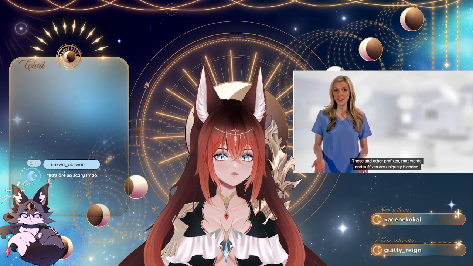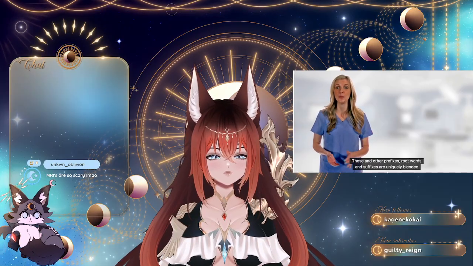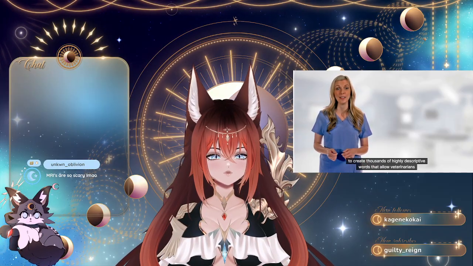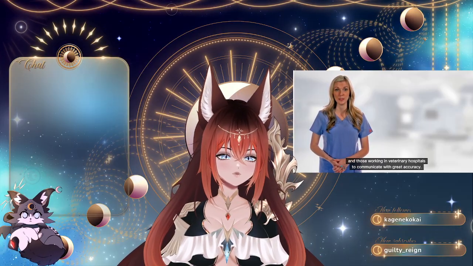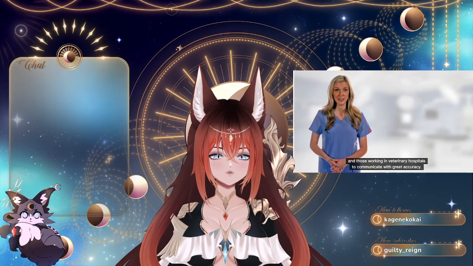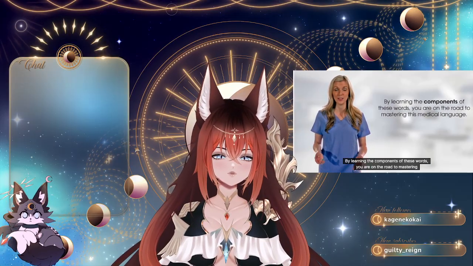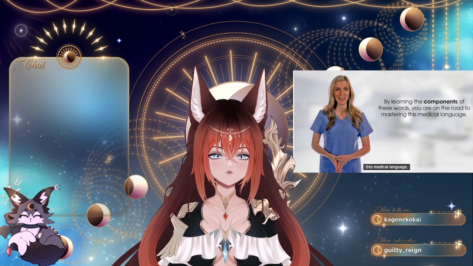These and other prefixes, root words, and suffixes are uniquely blended to create thousands of highly descriptive words that allow veterinarians and those working in veterinary hospitals to communicate with great accuracy. By learning the components of these words, you're on the road to mastering this medical language.